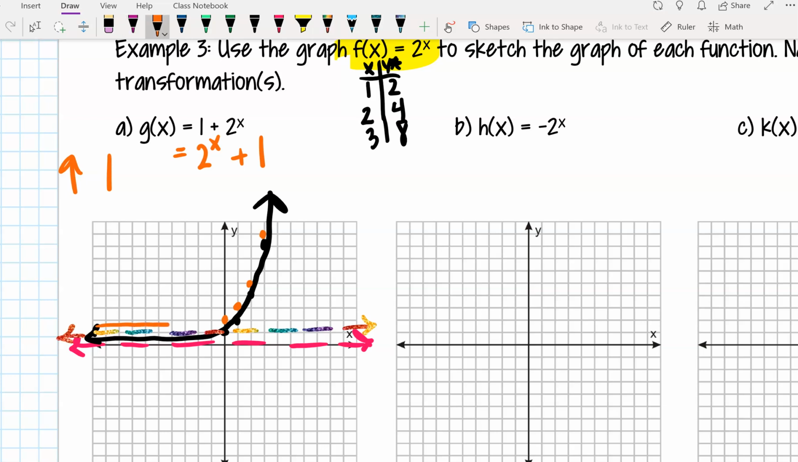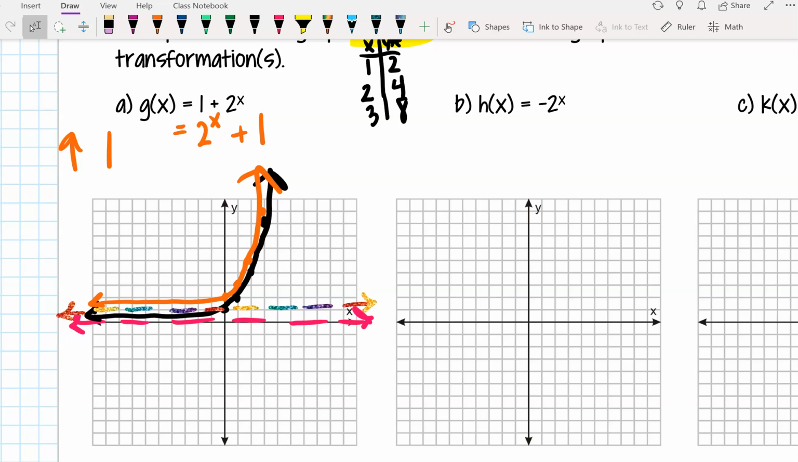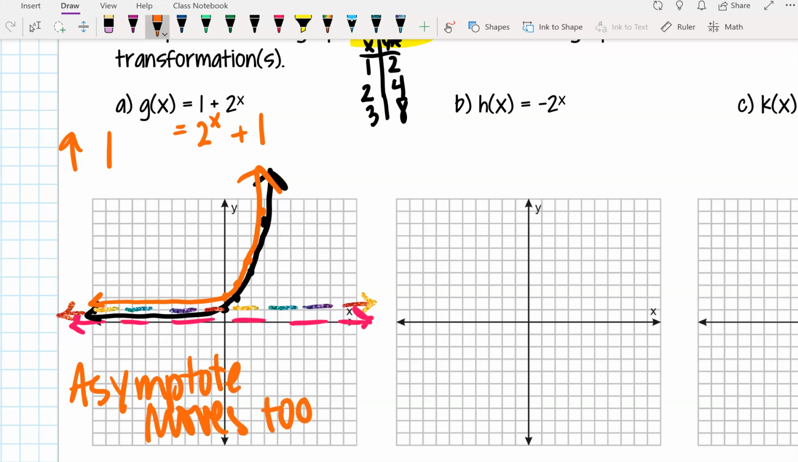And then connect my dots that I have for my new function. So it doesn't look too much different. It would be more significant if we had a different number other than 1. But your asymptote moves. So asymptote moves too. Okay, make sure you don't forget that, because if you forget it, then your graph is going to be wrong. Okay, so let's take a look at B.